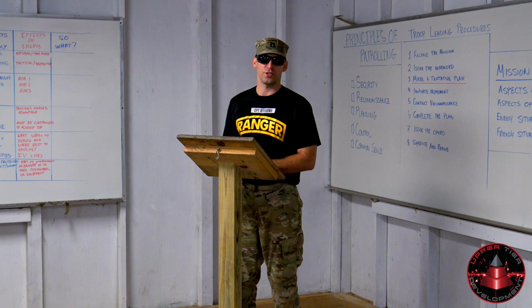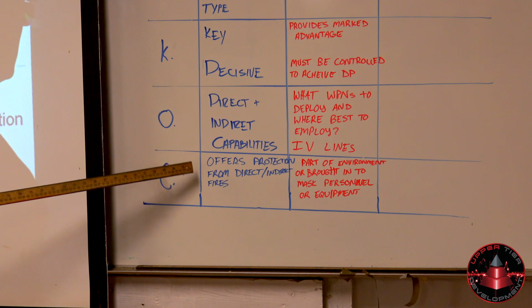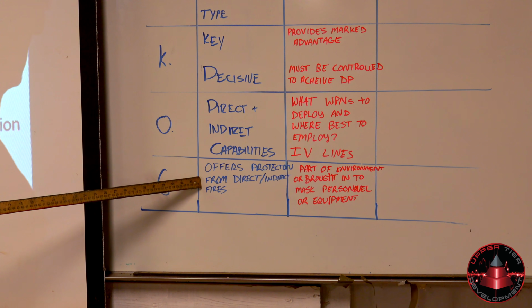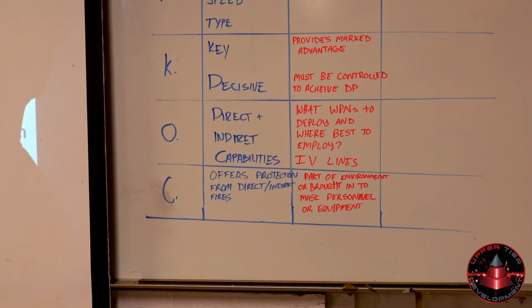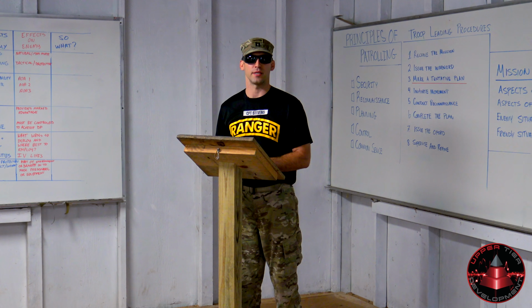Moving on from observation and fields of fire, the next thing we're going to talk about is cover and concealment. So you want to consider here, what's the difference? The difference is, in simple terms, that cover stops bullets, concealment just keeps you from being seen.